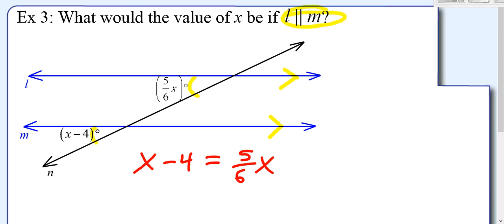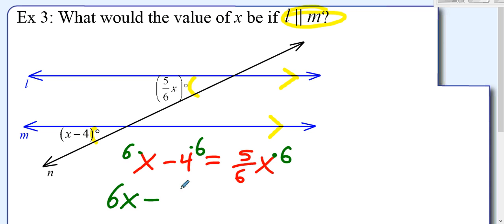So we're trying to solve this out. Anytime you have an equation with fractions, or at least anytime I have an equation with fractions, the first thing I do is get rid of the fraction. So to get rid of a fraction, you just multiply by the common denominator through everything. So the denominator here is 6. Multiply everything by 6. 6 times x, 6 times negative 4, and 5 over 6 x times 6. Every single term gets multiplied by a 6.